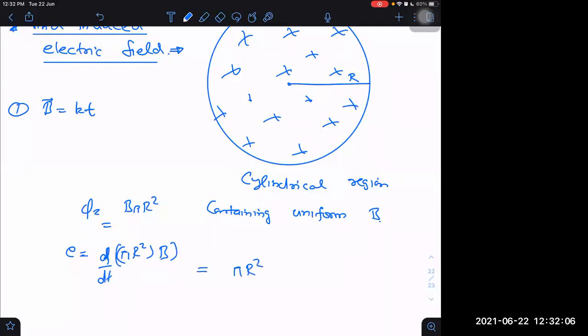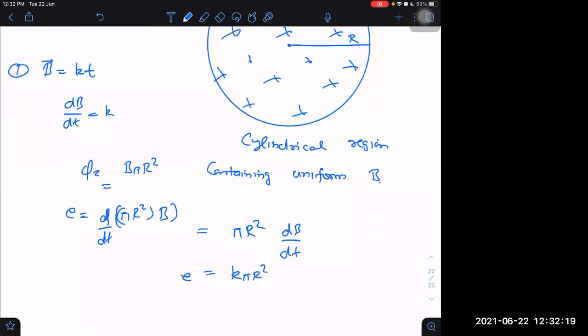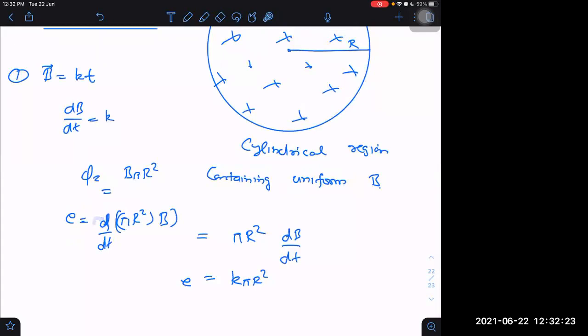Pi constant, R square constant, into dB by dt. What is dB by dt? Let us write dB by dt separately here itself. Given as K. So what it becomes? K into pi R square. But is it giving us direction? No. Am I writing it with the proper sign? No. They say that write it with a negative sign. That also I'm not doing.